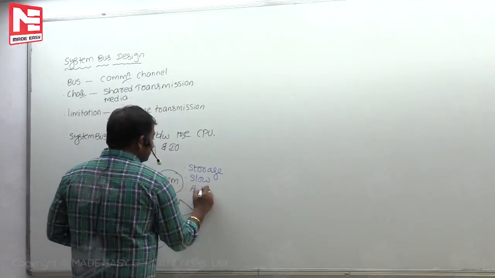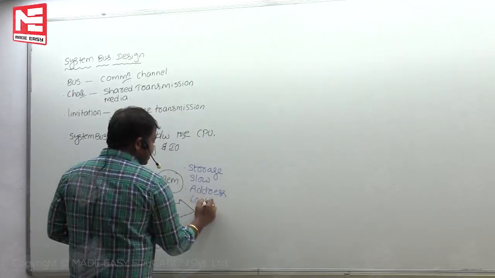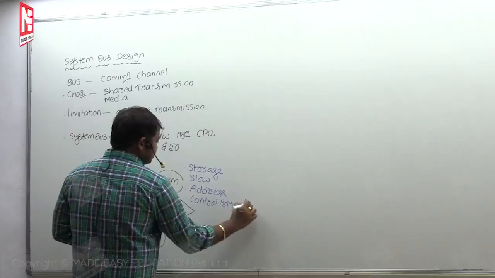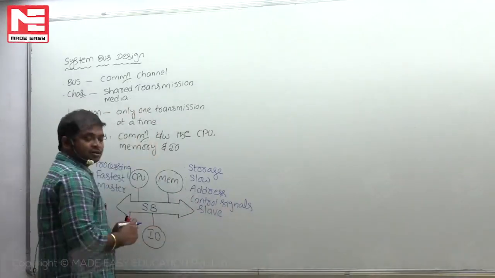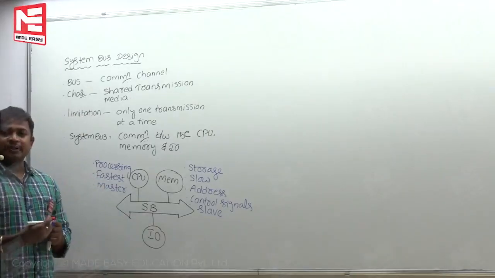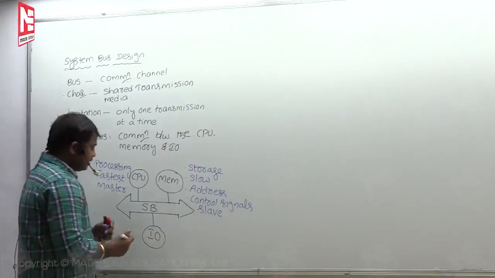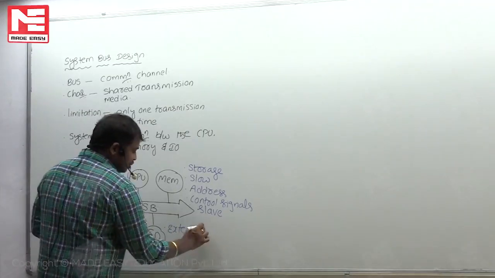Then memory contains the address, right? And memory contains the control signals, right? And memory is a slave 100%, because the CPU sends the request to memory, but memory never sends the request to the CPU. Come to the IO. IO functionality is external communication.